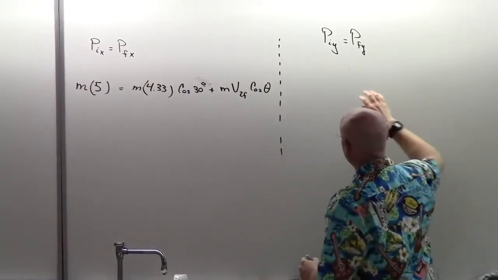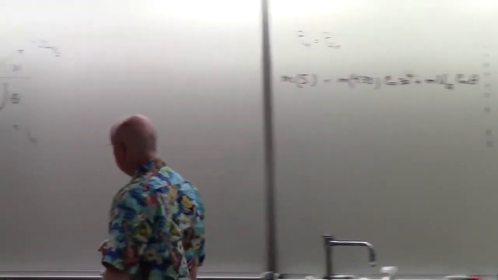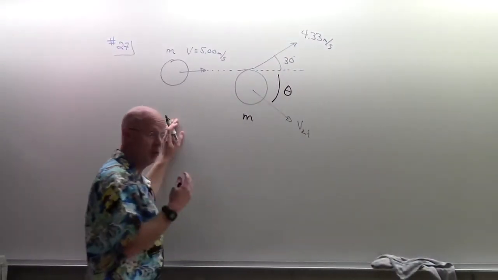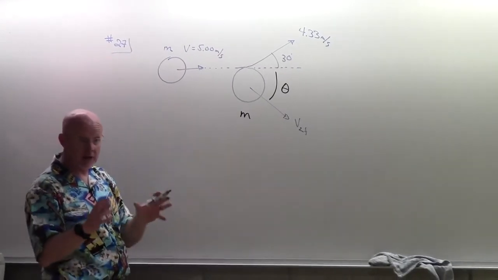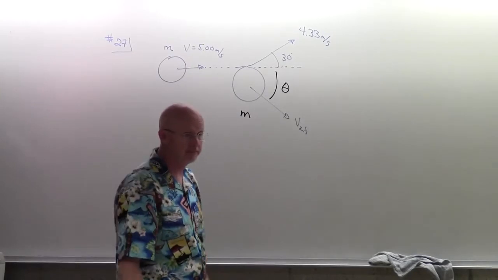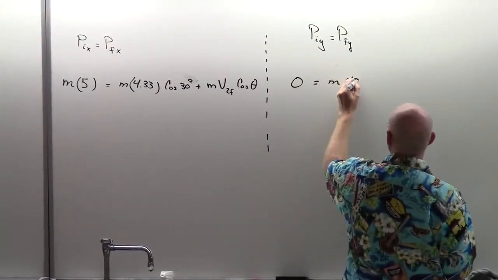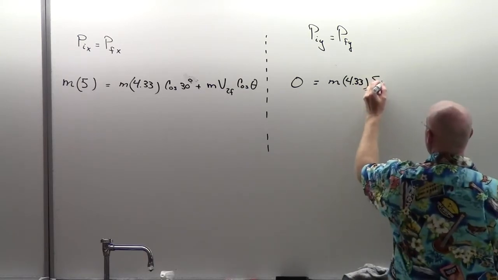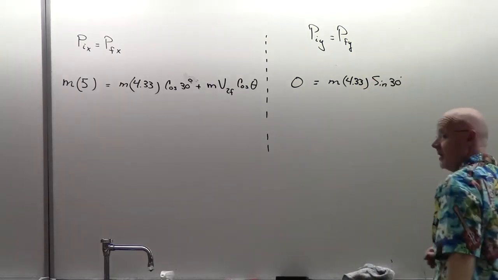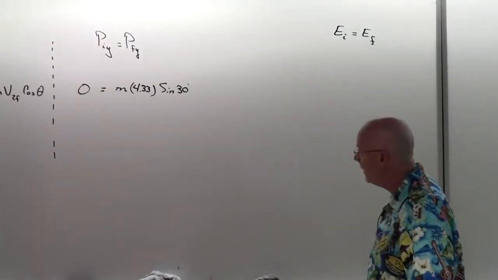And let's look at this one. This one I would start off and say 0. Right? Before the collision, even though the cue ball is moving, it is not moving in the y direction. And the other one's not moving at all. So there is no momentum in the y direction. The cue ball, again, angles up. So this would be m times 4.33 times the sine of 30 degrees. So that would be the momentum in the y direction.